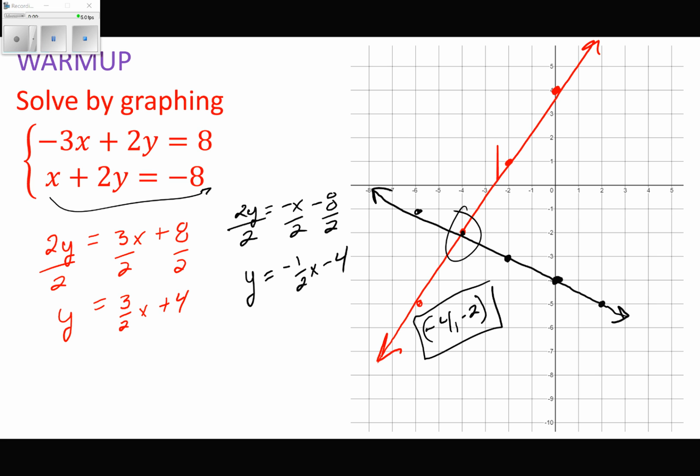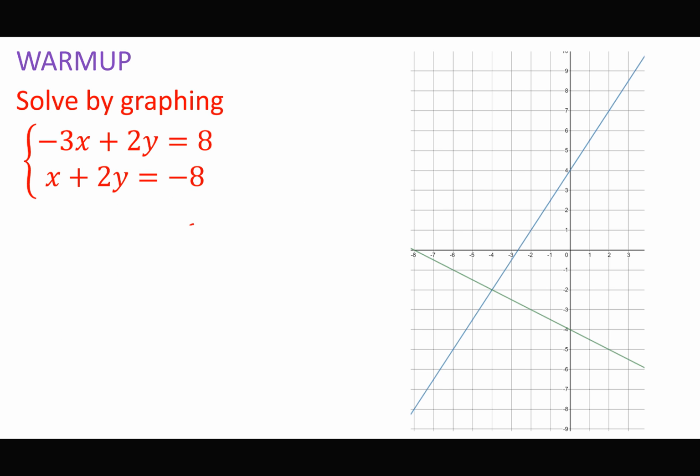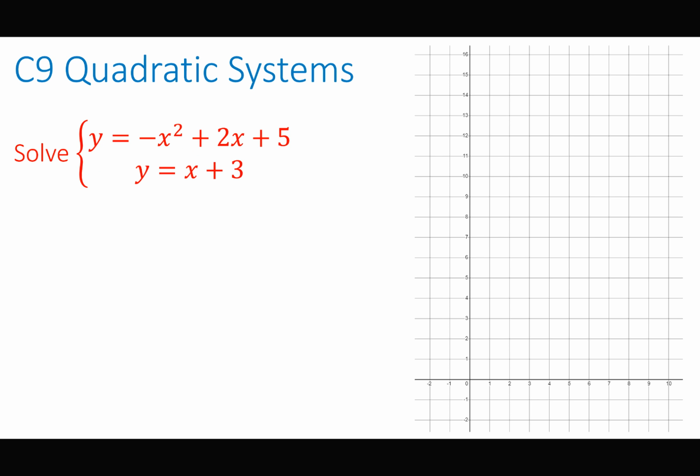Okay, so just to warm up on graphing, if I'm working with linear equations, I can graph each one, figure out where they intersect, and that will be my solution. All right, and then this one, this is the same problem, just a little clearer, straighter lines. We can see if I were to graph each of those in Desmos or somewhere, I can see exactly where they cross. So now we're going to start talking about graphing and solving quadratic systems.